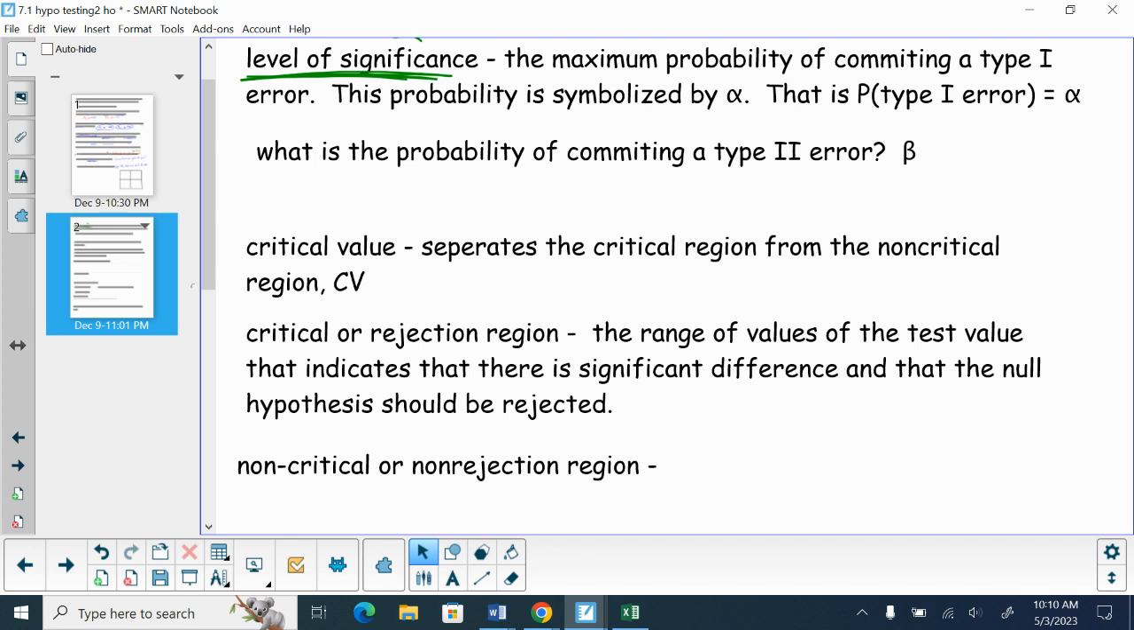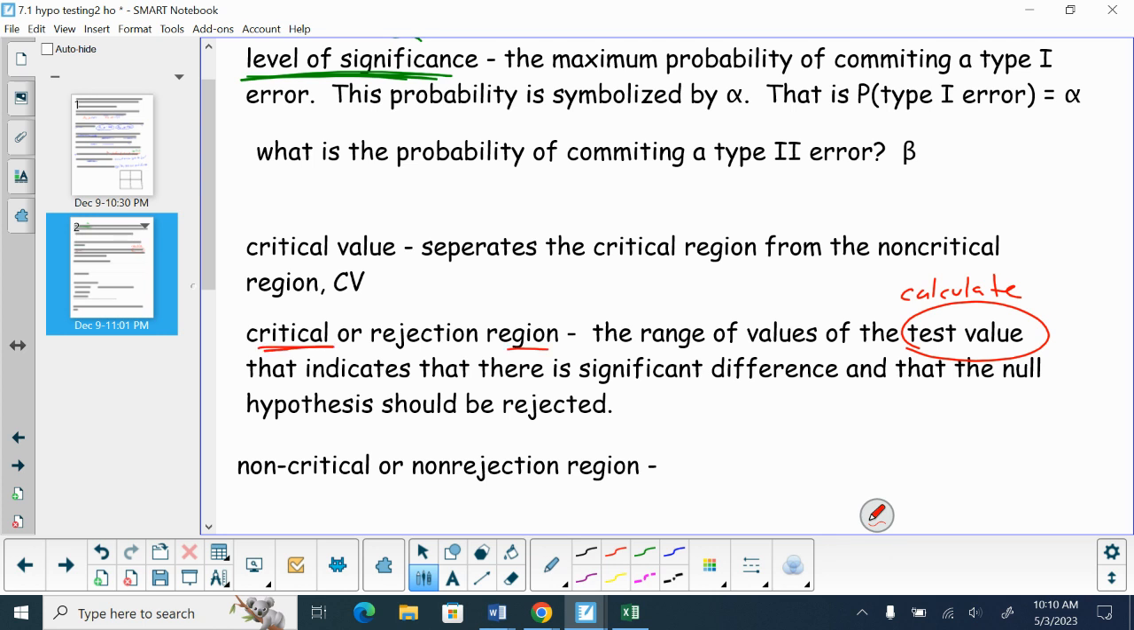We will have a test value. We will calculate this test value. If it falls in the critical region, we will reject the null hypothesis. We will calculate a test value. If it falls in the critical region, we will reject the null hypothesis.